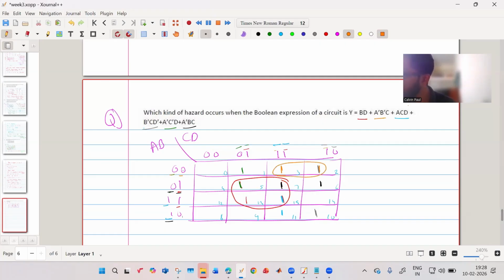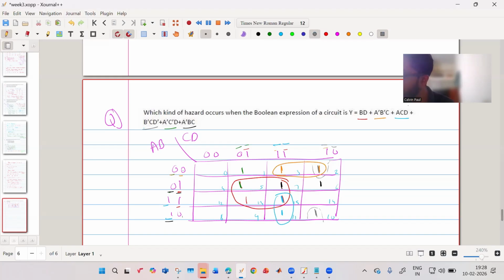Okay. Then you have your blue case, A, C, D. A and C and D is this case. Then you have your gray case, B prime, C, D prime. B prime, C, D prime is this one. So this is your case. Okay.